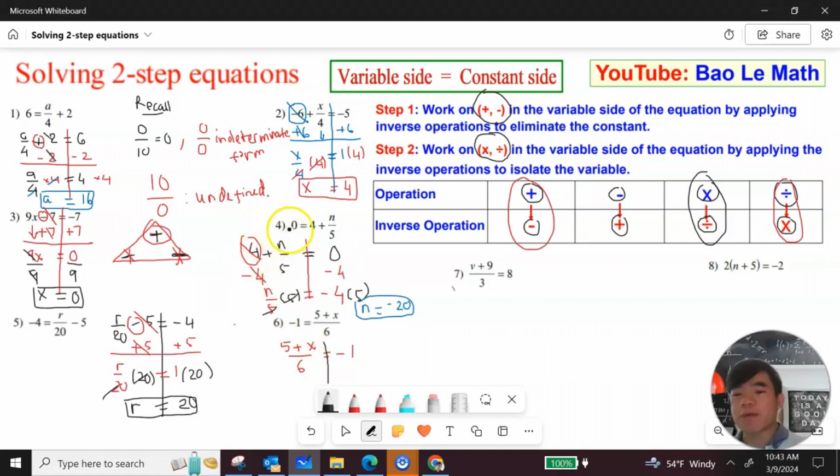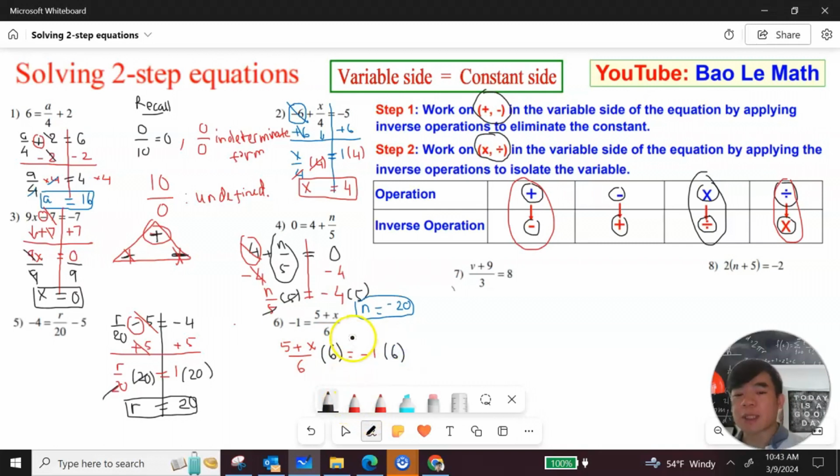This is different from number 4. You see that? In number 4, only n was divided by 5. Now this is 5 plus s divided by 6. So the whole thing is divided by a number, and you need to deal with this number first. Let me rewrite this one so I have more space. It's going to be like this, equals -1. So I need to deal with division first. I multiply both sides by 6. Keep that in mind.